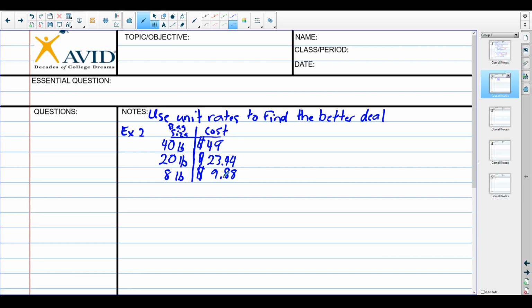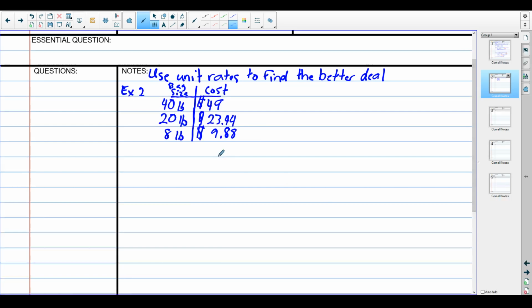So what you want to avoid is saying that the best deal is this one that's $9.88 because it's the cheapest of the three, because you also have to consider how much you're getting for that cost. So we need to take all these rates of pounds to dollars and make them so that they're unit rates. So we want to know how much is it for 1 pound. Okay?